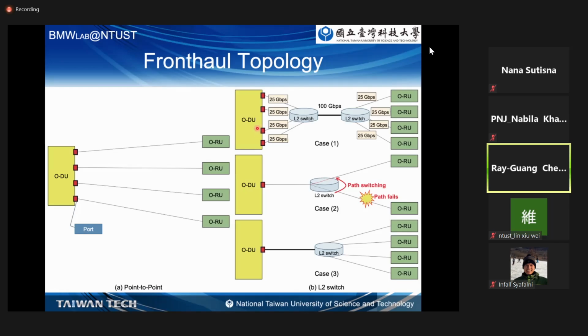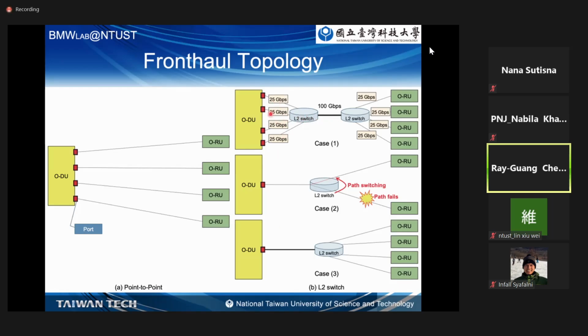You can also consider having a low speed fiber to a layer 2 switch. Then you can use a trunk to interconnect two layer 2 switches. Compared to this one, you need to have a very high speed trunk from here to here. But maybe the cost is too high. So maybe you can consider using two layer 2 switches.